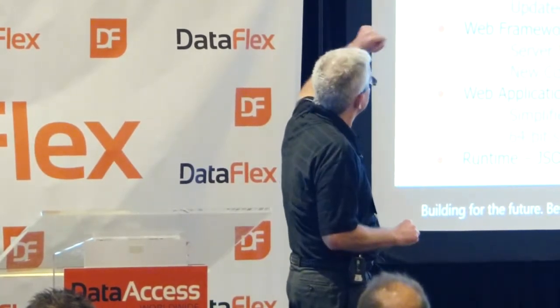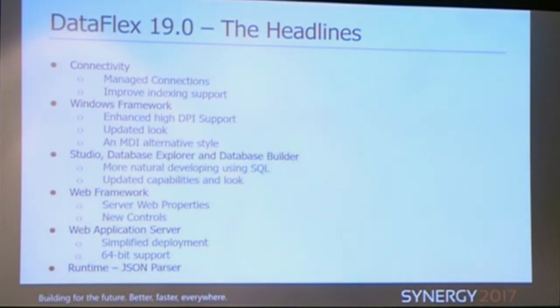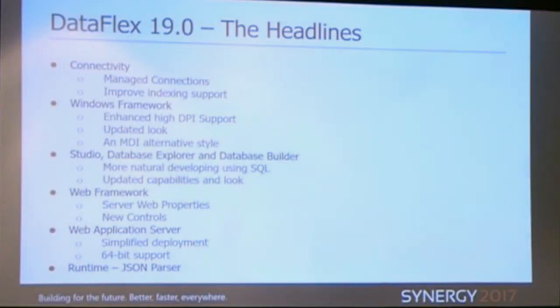But these are the headlines: connectivity, managed connections, and improved index support. We're going to talk a lot about that. The Windows framework makes Windows applications look and perform better on high DPI resolution screens, with a little bit of alternative MDI look. The Studio, Database Builder, and Database Explorer all have a brand new look and feel. The web framework has more server properties, again trying to make things as efficient as possible, to put the tools that you need in your hands: new controls, web server, JSON, it's all in there.